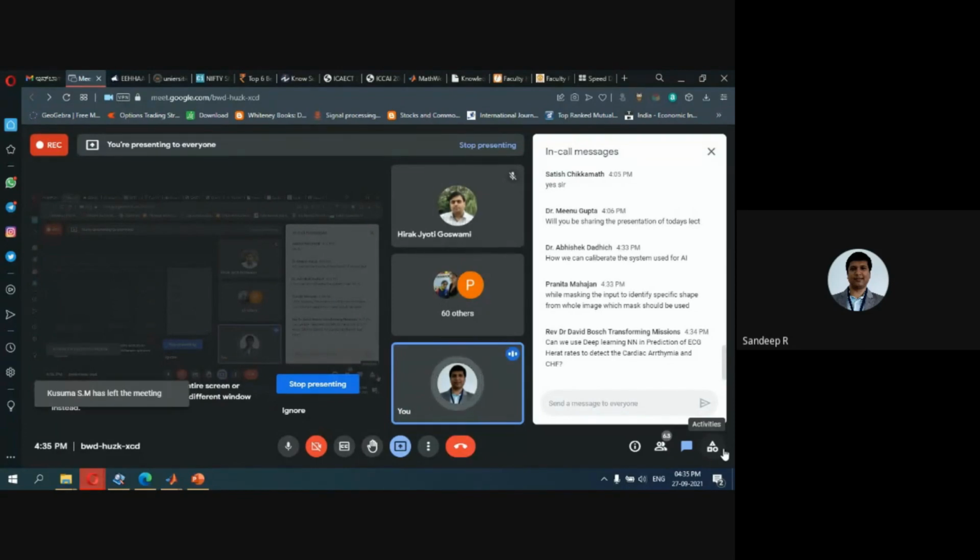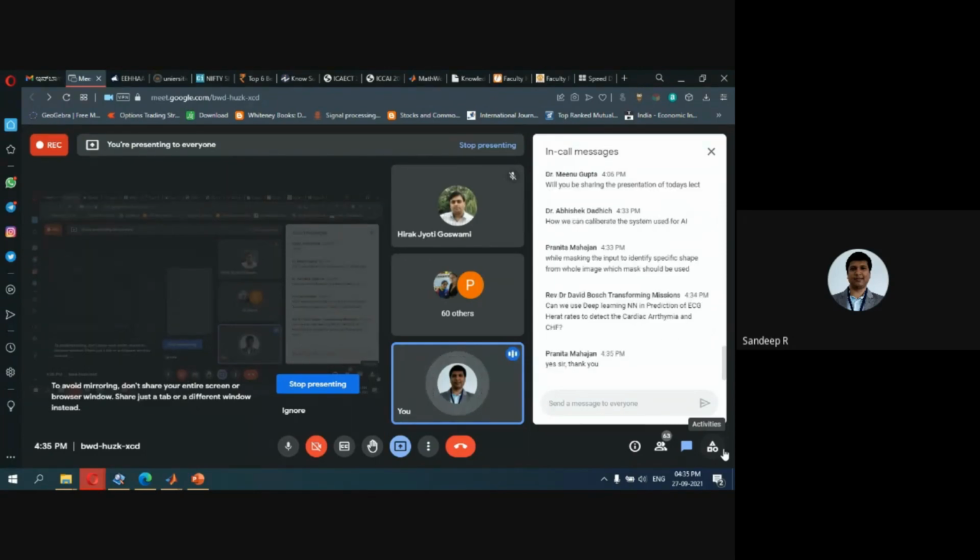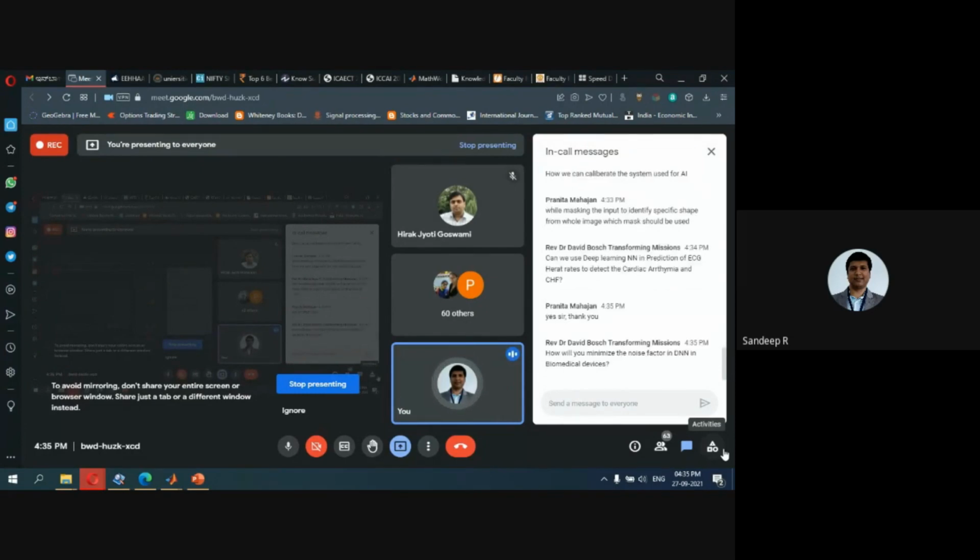It's not predefined filters. Can we use deep learning neural network in prediction of ECG heart rates to detect the cardiac arrhythmia? I'm not into biomedical, I've just started with that. But definitely, yes, they are using the deep learning neural network also. I've just read it, I've not worked on it. But definitely it can be used even for EEG and ECG also. They're trying to understand the biomedical signals using the deep learning neural network.